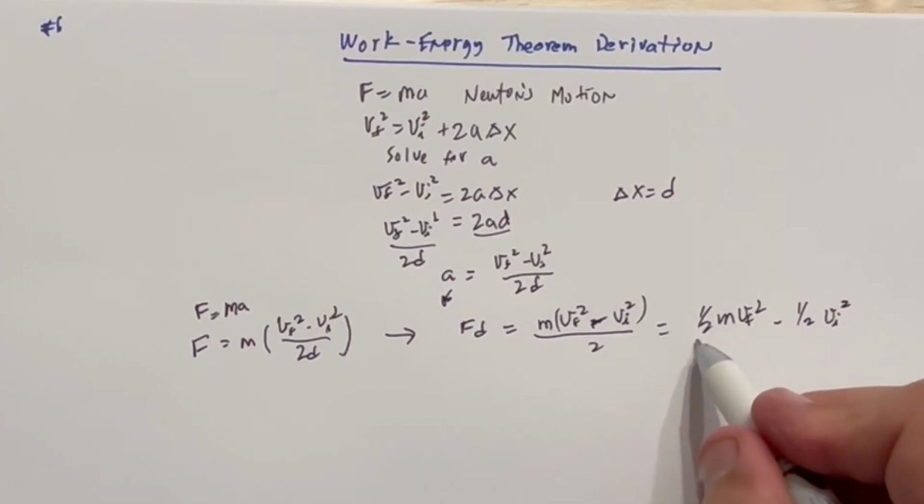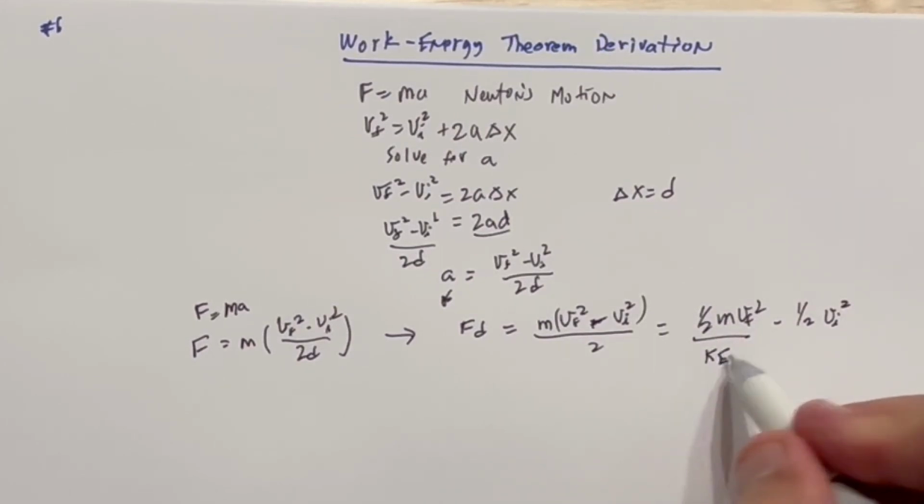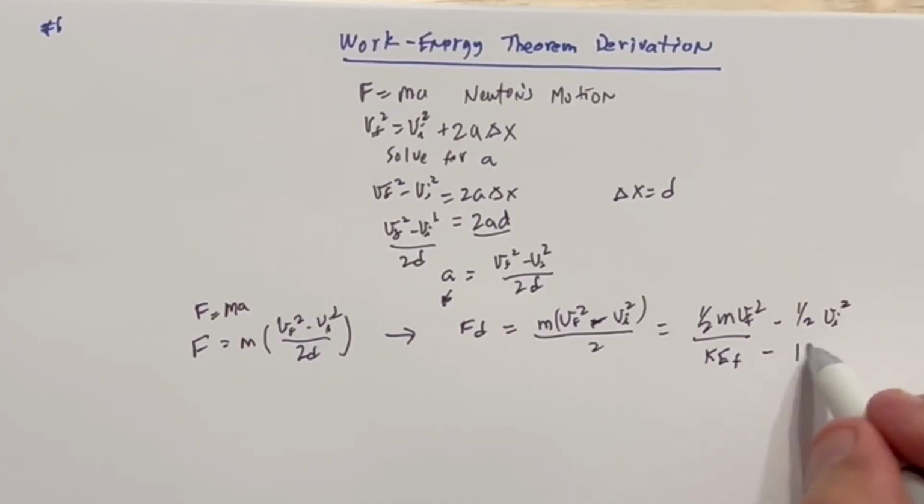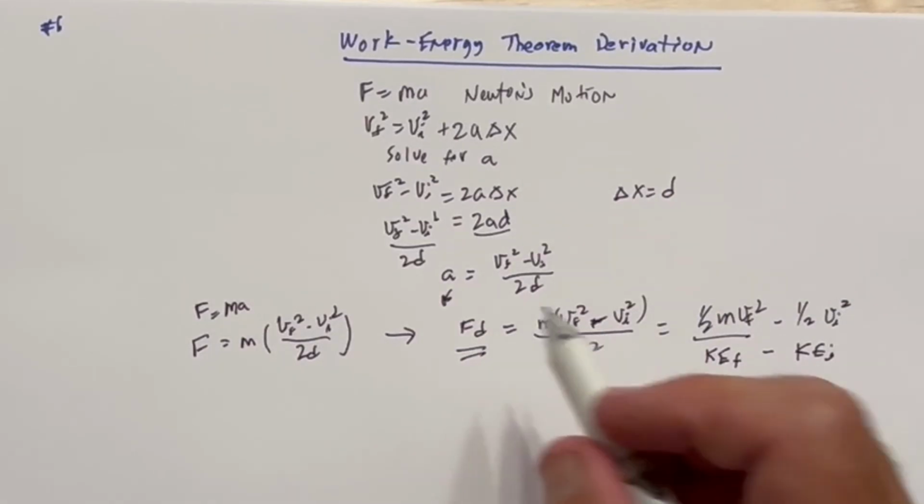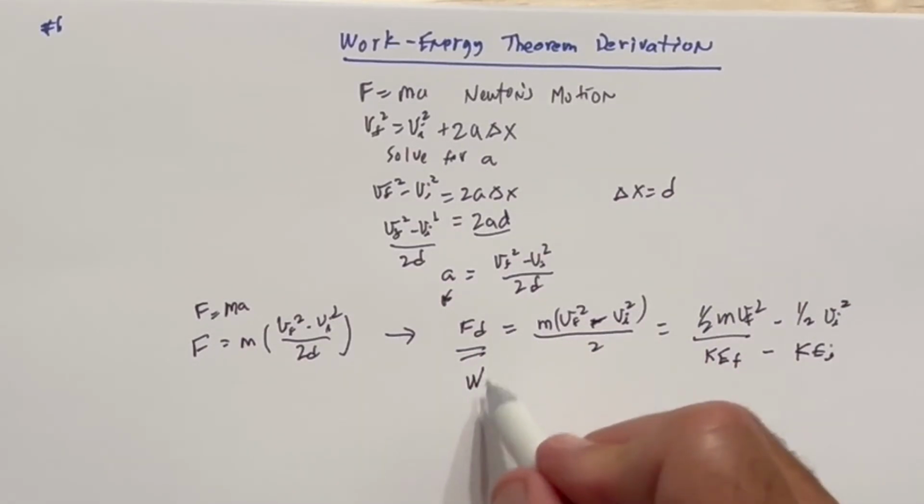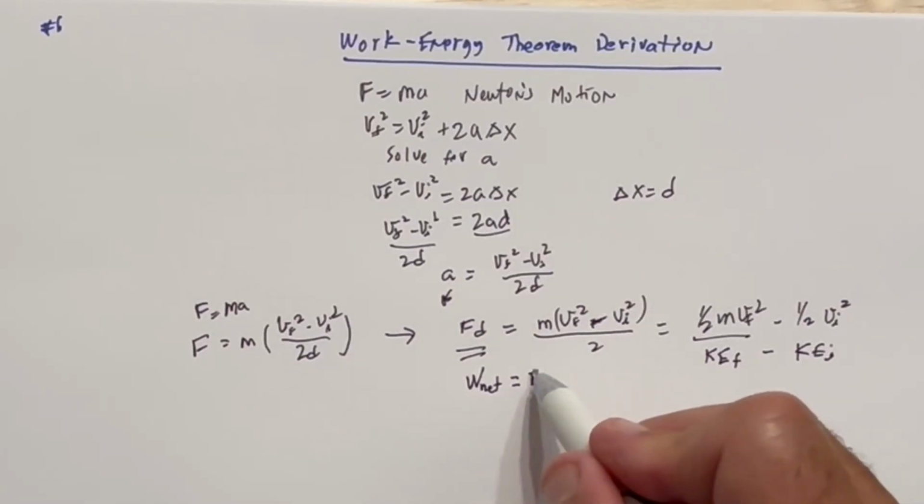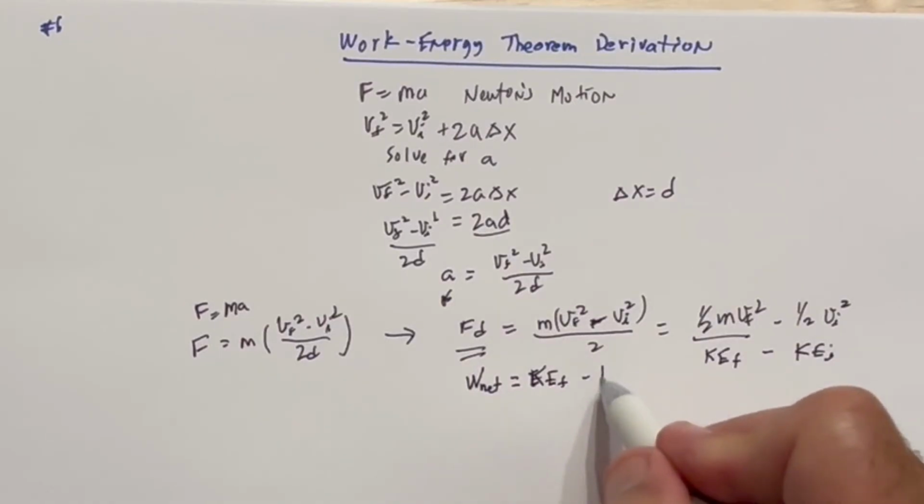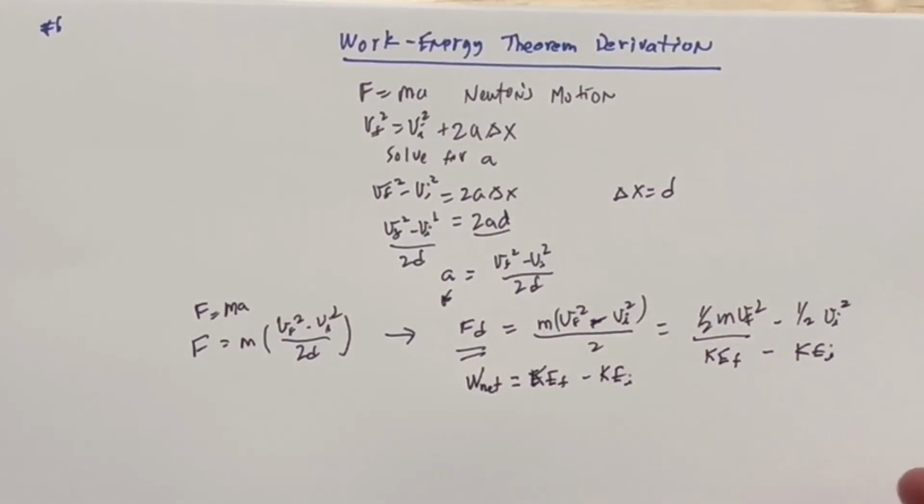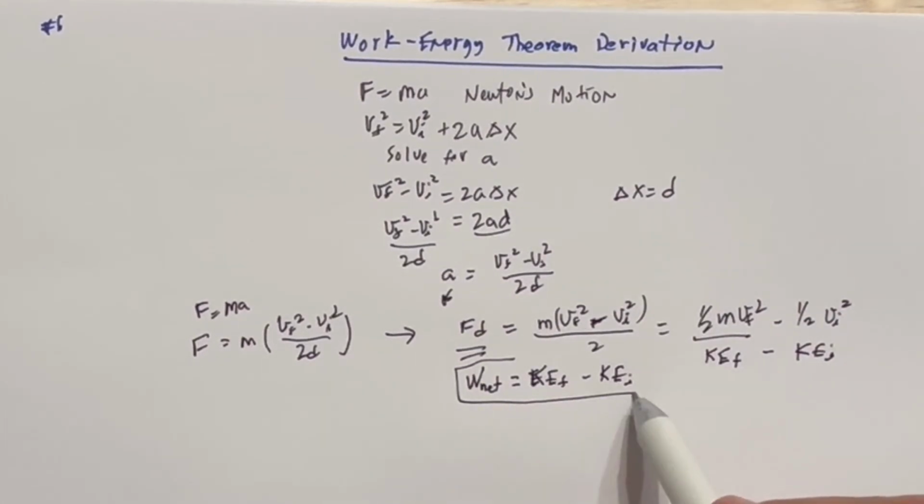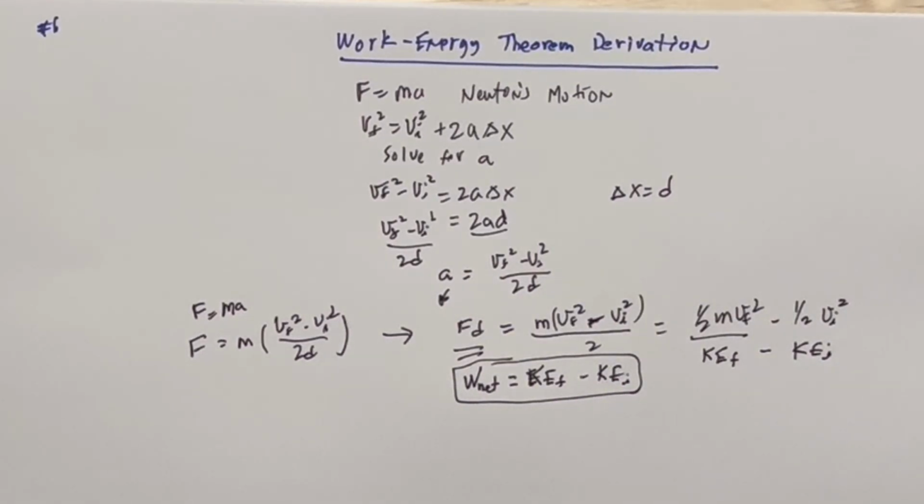Now we know from our definition of kinetic energy, this is the kinetic energy final minus the kinetic energy initial. And we know that the net work is just equal to the net force times the displacement. So this is equal to the kinetic energy final minus the kinetic energy initial. So there's our derivation. This is our work-energy theorem. The net work is equal to the change in kinetic energy. So there's our derivation.